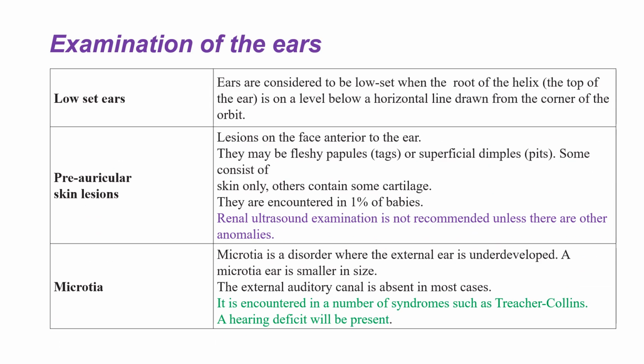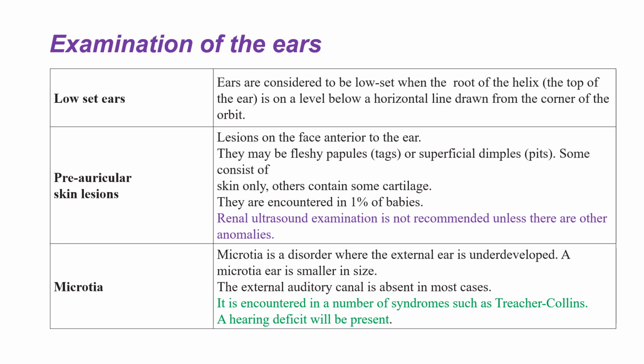The other is examination of the ears. Check for low-set ears. Ears are considered to be low-set when the root of the helix is below a horizontal line drawn from the corner of the orbit. Check also for pre-auricular skin lesions, lesions on the face anterior to the ear. They may be fleshy papules or tags or superficial dimples. Some consist of skin only, others contain some cartilage. They are encountered in 1% of babies, and renal ultrasonographic examination is not recommended unless there are other anomalies.